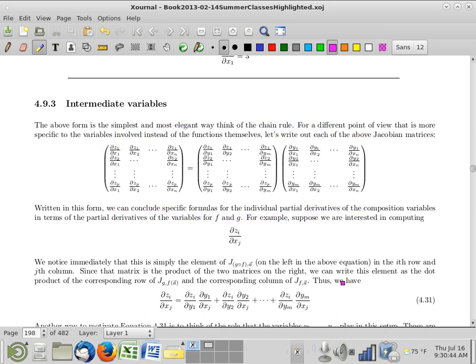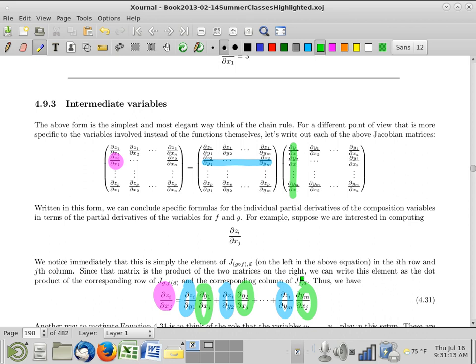So interestingly, if you focus your attention on a single entry in that composition Jacobian matrix, what you find is that it's an entry in a product of two matrices. It's the corresponding row of the left matrix, you'll see those entries here, dotted with the corresponding column of the right matrix, and those are the entries here.